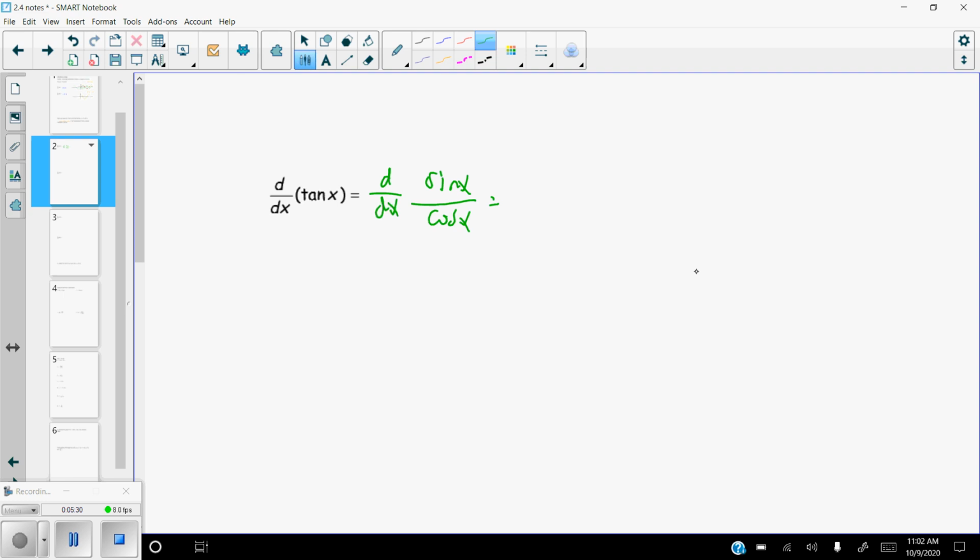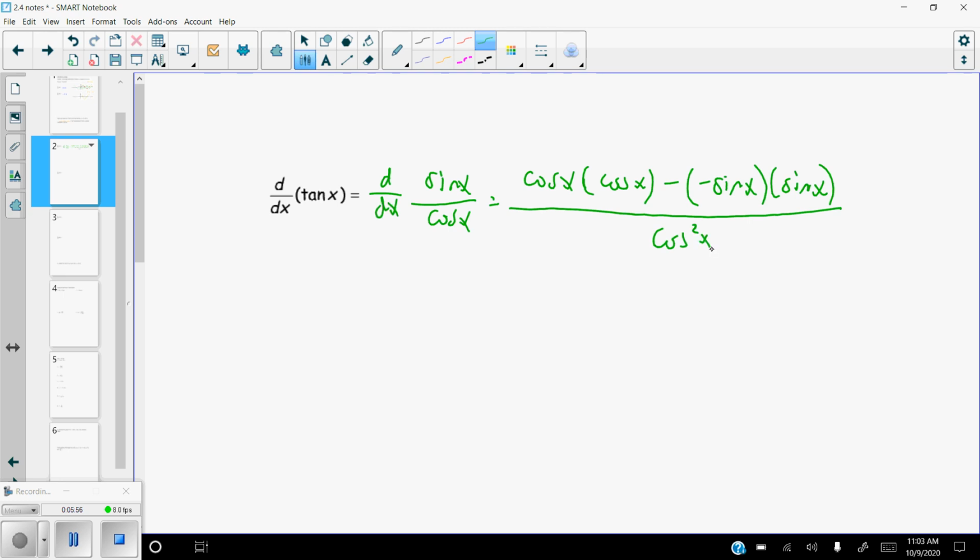The quotient rule says the derivative of the top, which we now know is cosine of x, times the bottom, which is also cosine of x, minus the derivative of the bottom. The derivative of cosine of x is negative sine of x, times the top, which is sine of x, all over the denominator squared.